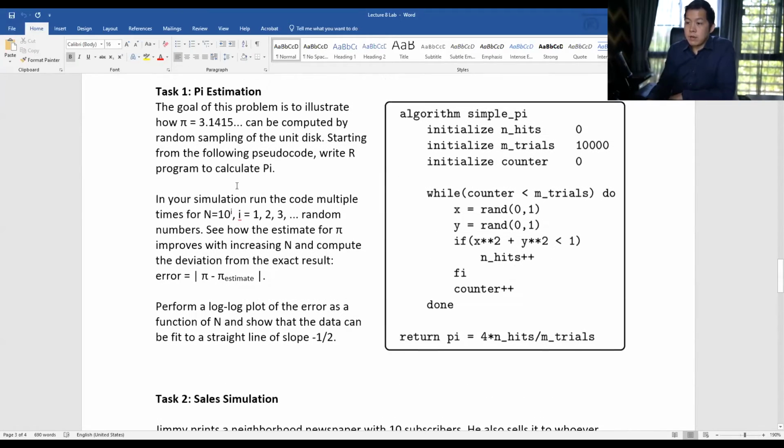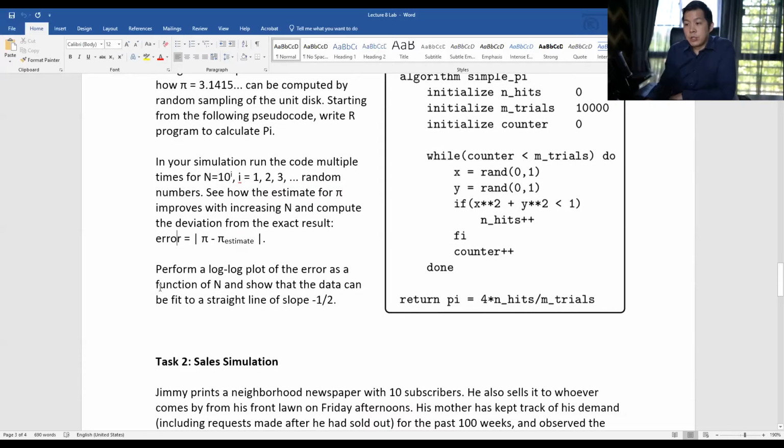Right, and just write the code, and then what I asked you to do is to write R code for this one, and then try it out with different numbers of iterations from 10 to 100 to 1000, and then see how the estimate of pi improves. Compute the error of pi as well, and then show the log plot of the error as a function of n.